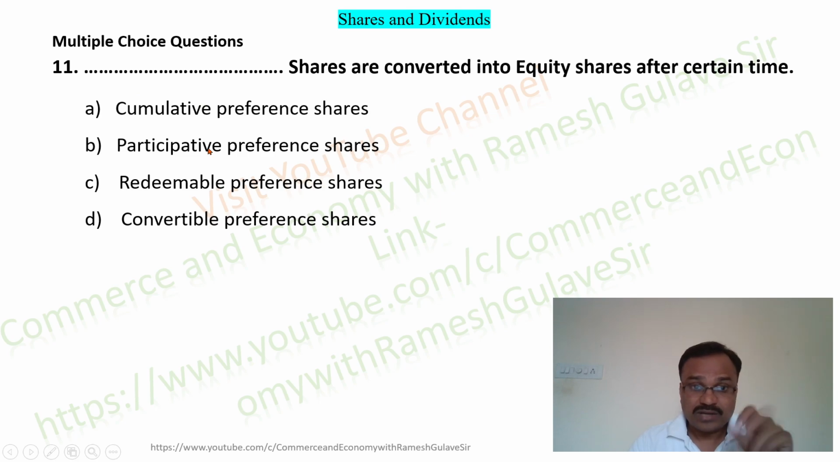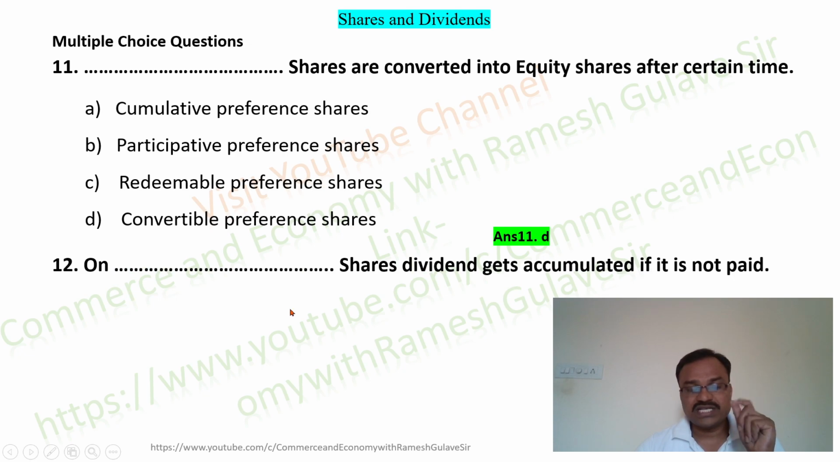Now come to this question. The question says that dash shares are converted into equity shares. So option D, that is convertible preference shares, are convertible. Here the word itself gives us a clue about which shares can be converted. So obviously convertible preference shares can be converted into equity shares. So here option D is the right answer.